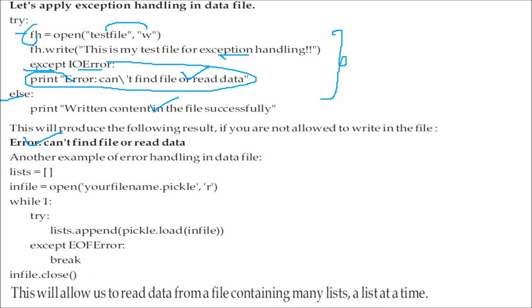Another example of error handling in a data file will be like this. You can make an empty list. You can open your file, any pickle file, in read mode, and then while 1, you try to append. What to append? pickle.load, whatever there is in the file you want to load in the list, and then you say except EOFError, break, then you close the file. So this will allow us to read data from a file containing many lists, a list at a time.